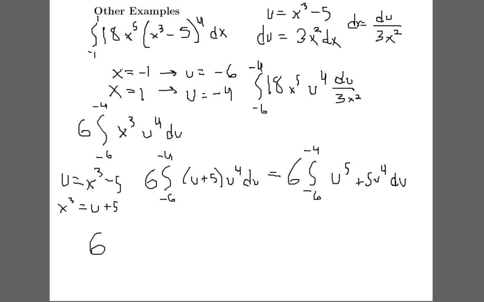I'm going to go ahead and do an integral or antiderivative. So we get 6 times the quantity, it'd be 1/6 u to the 6th plus, so it'd be 5 over 5, so it'd be u to the 5th. And we'd evaluate that from -6 to -4.